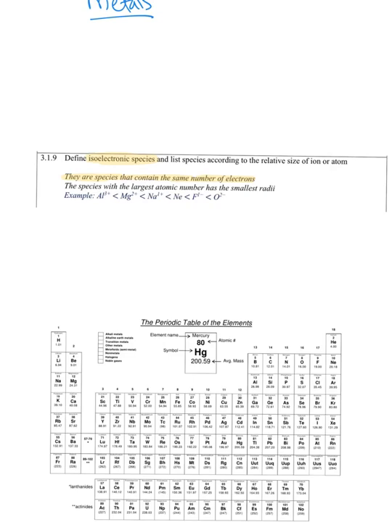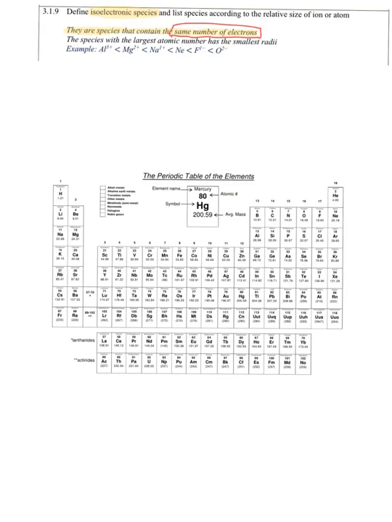Okay, I'm going to highlight that. I'm going to underline it in red. That's really important. They're atoms that have the same number of electrons. All right, so let's take a look at this periodic table here and see different atoms, how many electrons they have.